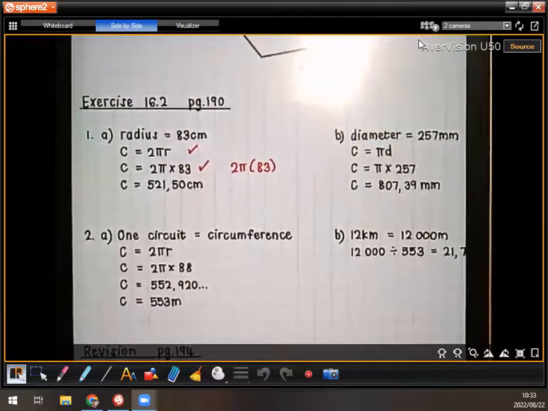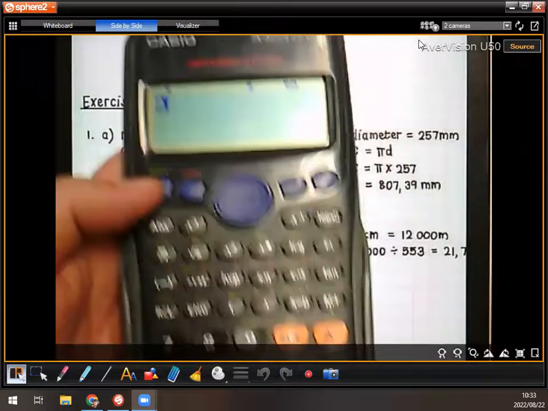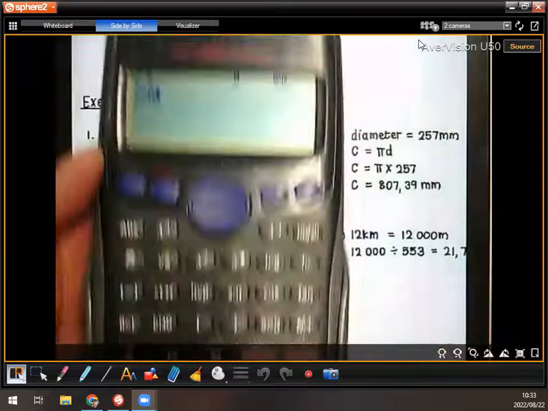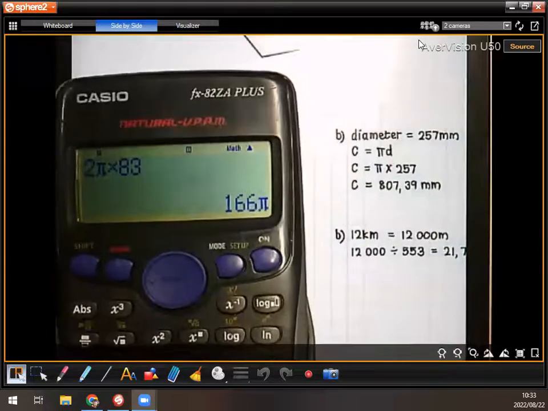And then, guys, you type that into the calculator. Let's just quickly go over how you do that again. 2, and then shift and that button to get pi, times 83. So, guys, you're going to get 165.